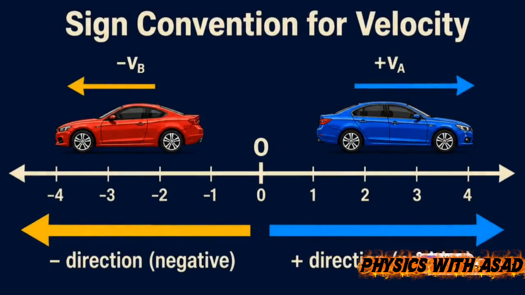Here is the number line representation. Positive to the right, negative to the left. Car A moves right, positive velocity. Car B moves left, negative velocity. Always assign the sign before you substitute into any formula.